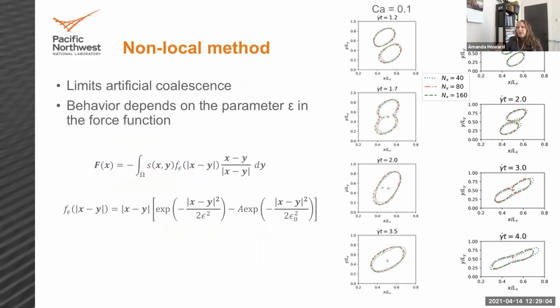And so if we do the same thing with the non-local model, so here they're the same figures, what you can see is we have the same behavior. So in these two cases, they both merge, but they also merge at the same time. So that's a really big benefit for the non-local model, is we're not seeing artificial coalescence in the same way. Instead, we see that the behavior depends on our parameter epsilon. So again, that's the length of this force.